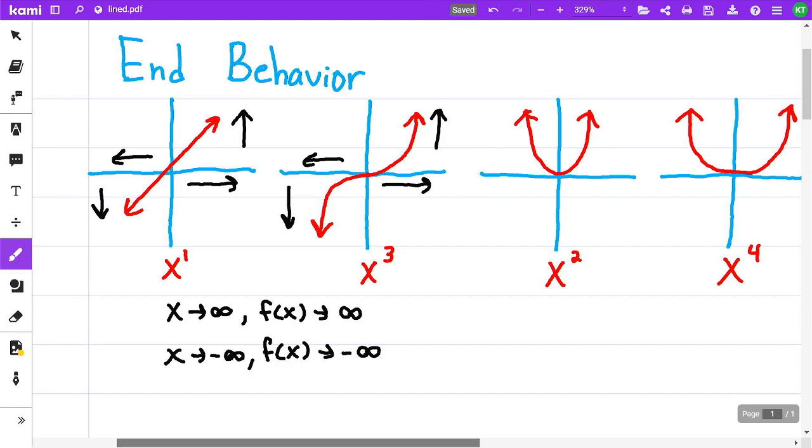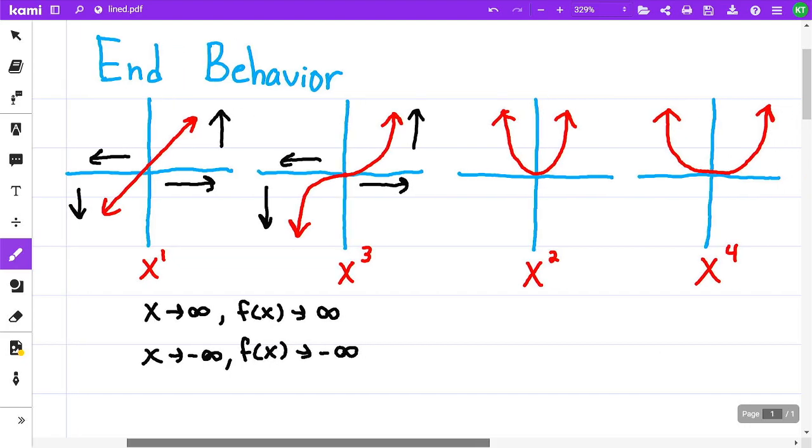And so using the same pattern for all odd degree polynomials, we will see that the end behavior will be the same. As x approaches infinity, f of x approaches infinity. As x approaches negative infinity, f of x will approach negative infinity. And so likewise, this will also hold true for even degree polynomial functions, except the difference is our arrows are going to be the same.